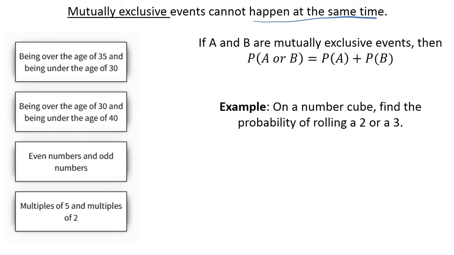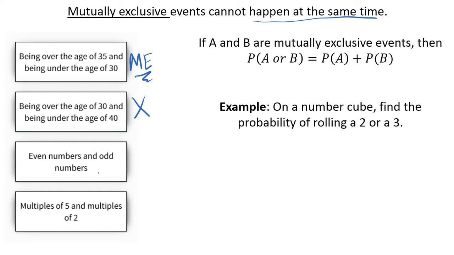Being over the age of 35 and being under the age of 30. Well, can I be over 35 and under 30 at the same time? No. So these are mutually exclusive events. They cannot occur at the same time. Now, can I be over 30 and under 40? Yes. Okay? So those are not mutually exclusive events. Those can happen at the same time.